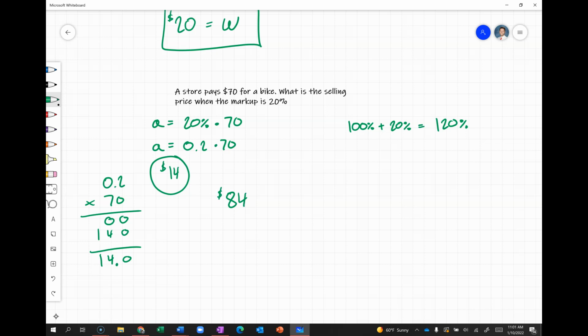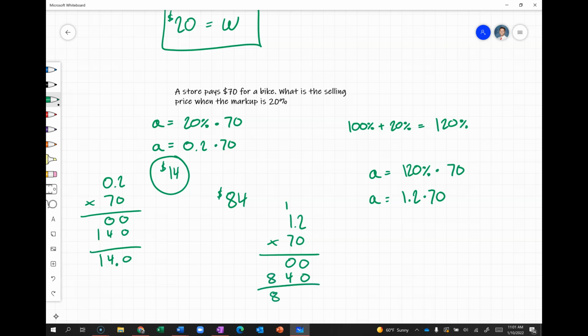Okay, the other way to do this would be to say it's a 20% markup, which means it's 120% of the price. So A is equal to 120% times 70, which means A equals 1.2 times 70. 0 times 2 is 0, 0 times 1 is 0, 7 times 2 is 14, and 7 times 1 plus 1 is 8. So we get $84. And that's a quick look at discounts and markups.